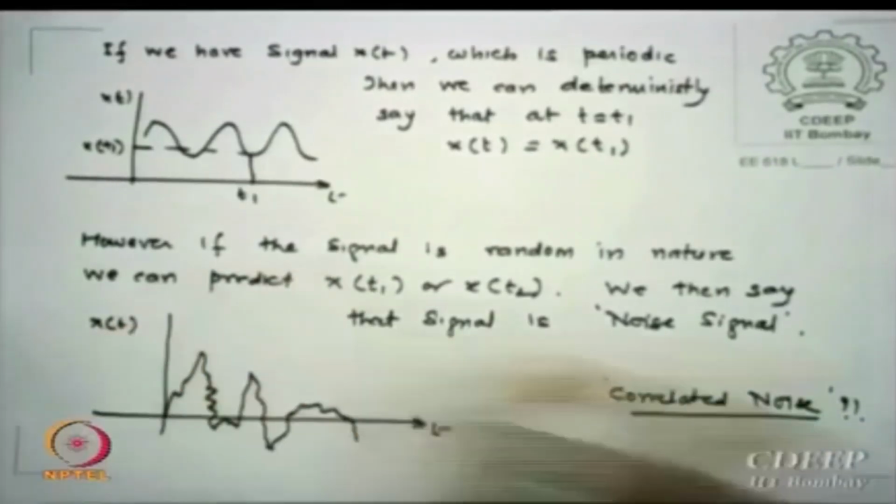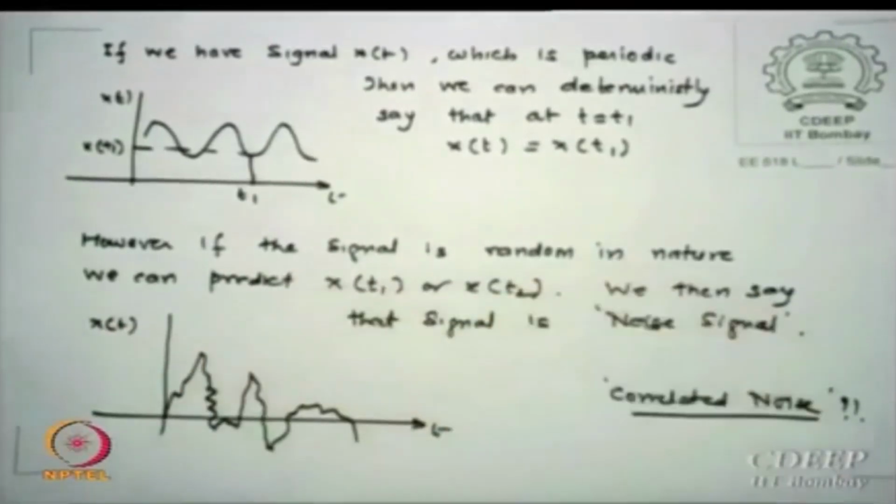Okay. However, if the signal is random in nature as shown here, I cannot predictively say, because I do not know the nature of the function, what the value of x(t) is at any instant of time. That is my major worry, that it is indeterministic. There are also other issues in noise, and this is why I put it as correlated noise.